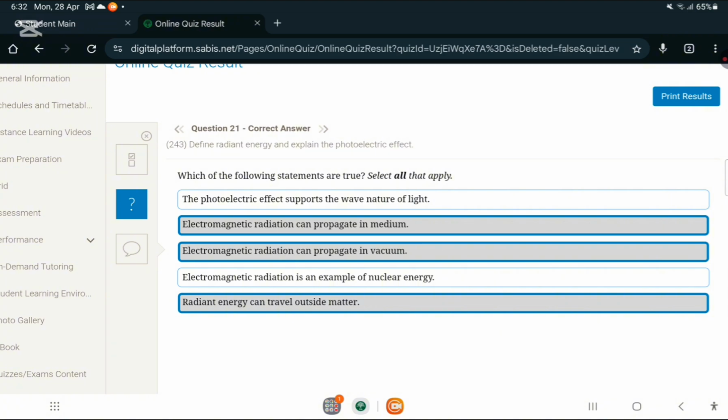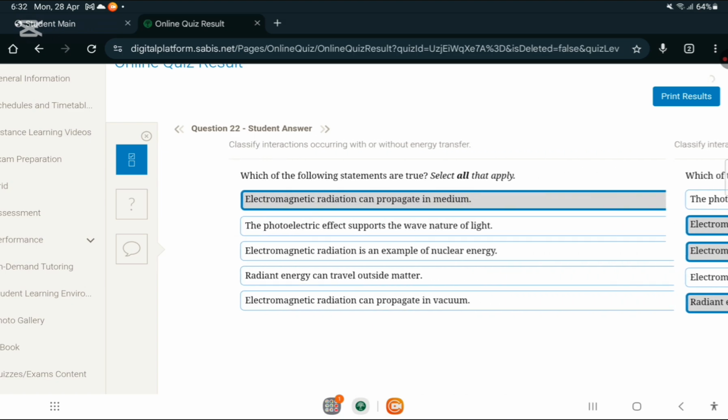The electromagnetic radiation can propagate in a medium, which means a vacuum. It can, okay, because it's radiation. That's how the light from the sun reaches us. Electromagnetic radiation can propagate in a vacuum. Same, it can propagate through matter and a vacuum. Radiant energy can travel outside matter, which is space, basically nothing. Okay, on to the next.